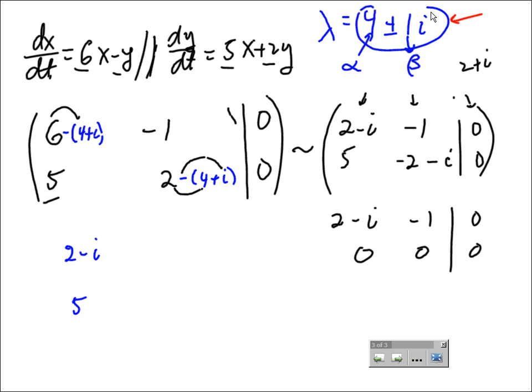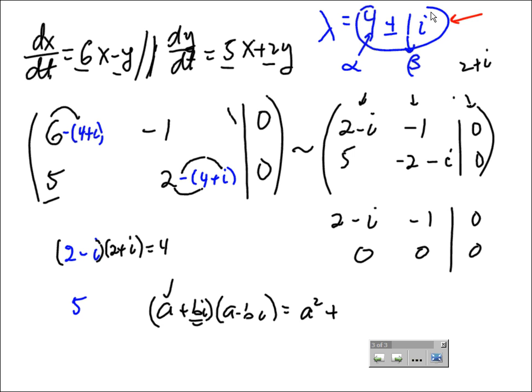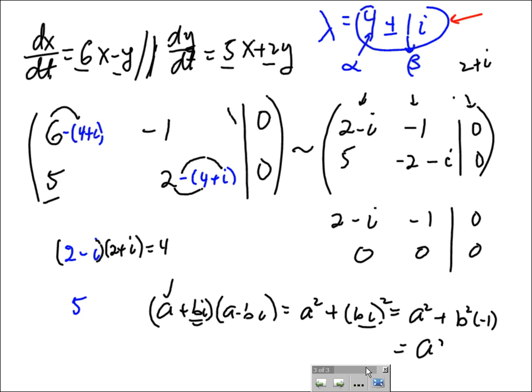I want them both to look the same. So I figured that if I multiply this by the conjugate, I know I get a real number. Because whenever you have a plus bi and you multiply by a minus bi, you're going to get a squared plus b squared. And a squared is a squared, and b squared times i squared is negative 1. You're going to get a squared minus b squared. But always, the a and the b are real numbers.